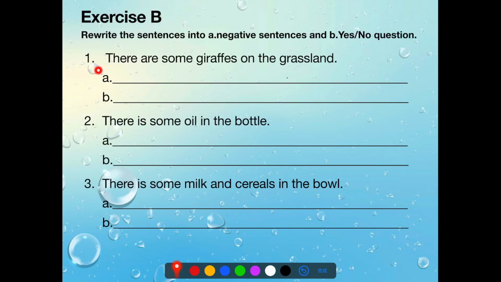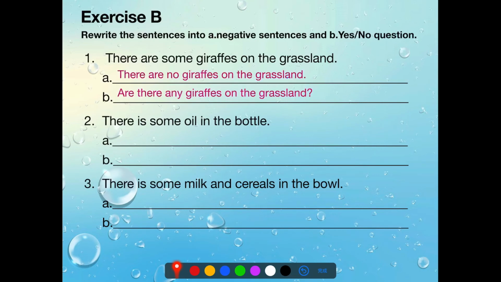Let's check the answer. There are some giraffes on the grassland. Part A, we have to say a negative sentence. There are no giraffes on the grassland. Giraffes are countable, so we have to use are. There are no giraffes on the grassland. And for part B, we have to use the question sentence, so we can say, Are there any jewels on the gas lamp?